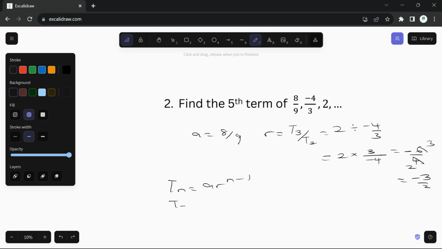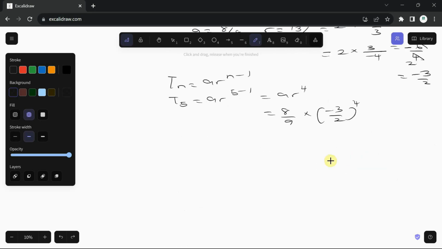So T5 will now be ar^(5-1), and that is ar raised to the power of 4. So let's substitute. That is 8 over 9 multiplied by minus 3 over 2 raised to the power of 4, right? So this is 8 over 9 times minus 3 raised to the power of 4, minus 3 times minus 3 times. By the time you do this, the minus will cancel out and you have 81 over 2 raised to the power of 4.